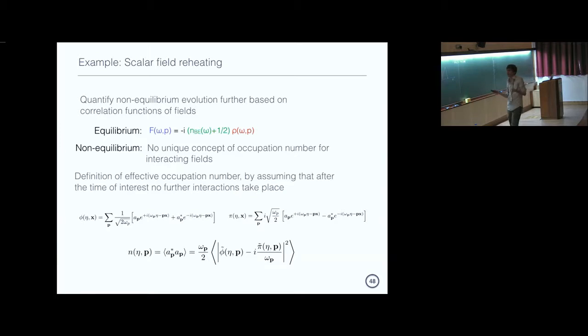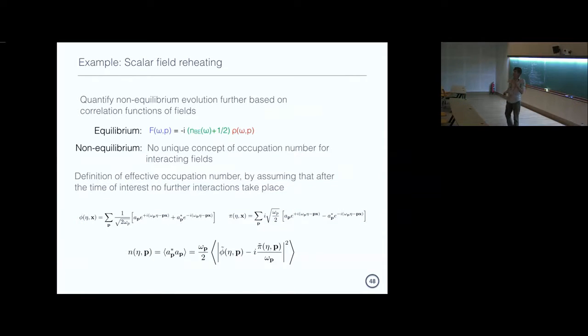But now we want an occupation number not in an equilibrium system; there it's kind of boring, it's just the Bose-Einstein distribution. We want an occupation number in an out of equilibrium system. And this is actually not really that well defined. In principle, there's no unique definition of an occupation number in an out of equilibrium system, and you could explore various definitions if you want.